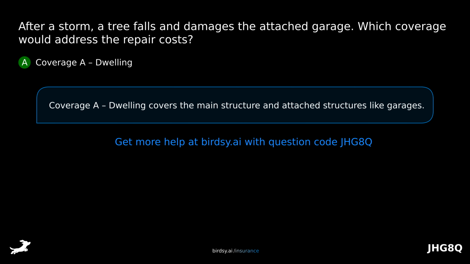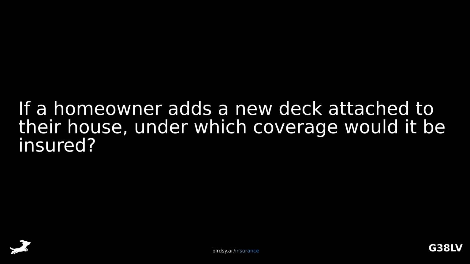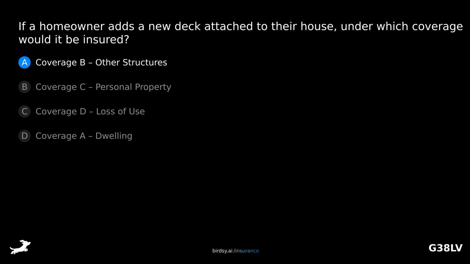Coverage A, dwelling, covers the main structure and attached structures like garages. If a homeowner adds a new deck attached to their house, under which coverage would it be insured? Is it A, Coverage B, other structures, B, Coverage C, personal property, C, Coverage D, loss of use, or D, Coverage A, dwelling? The answer is D, Coverage A, dwelling.